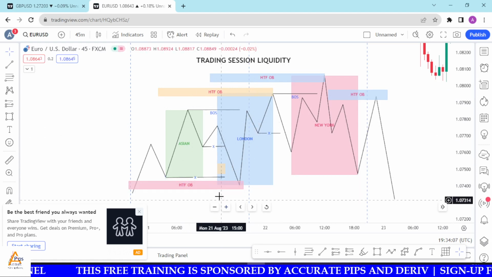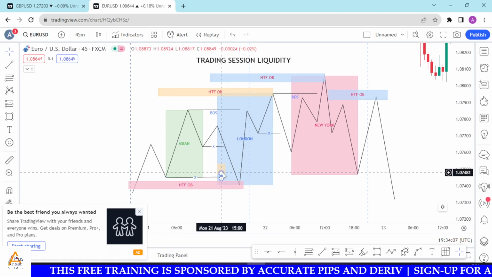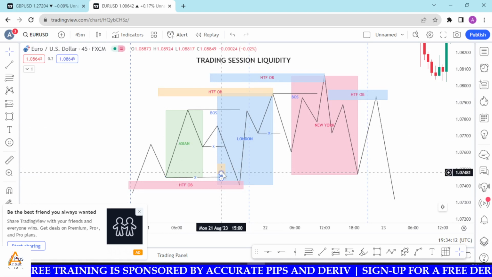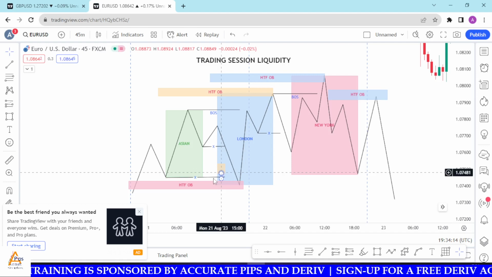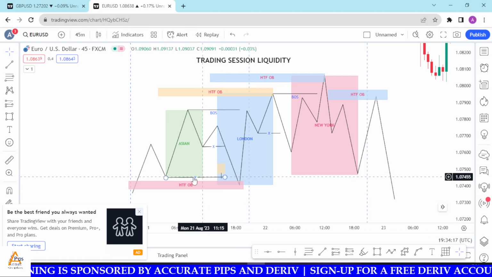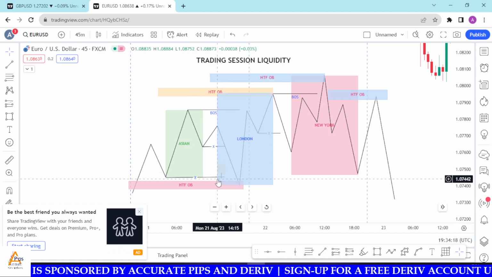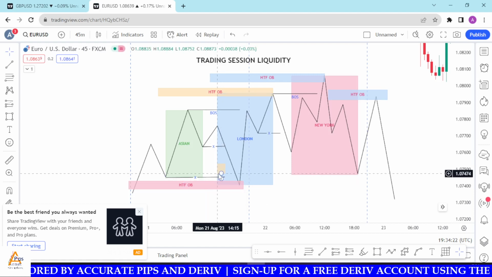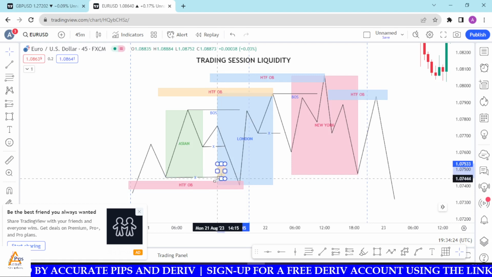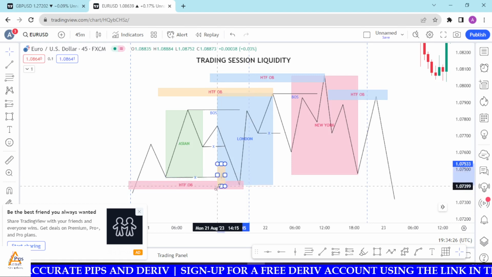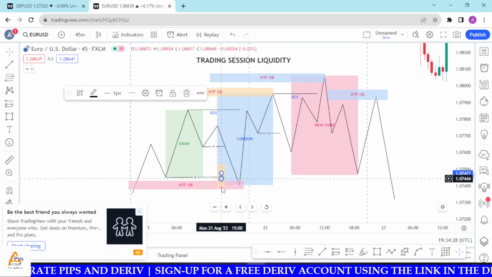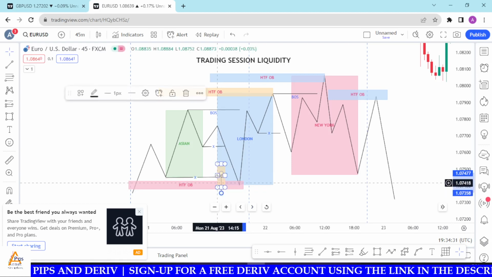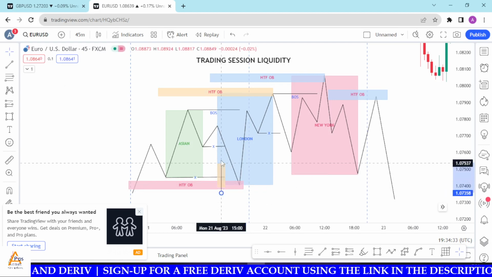So now, the second scenario is that, let's say the low here is broken, and there is a candle body closure. Okay, so let's say the body of the candle closed below. This time the body of the candle closed below the low.